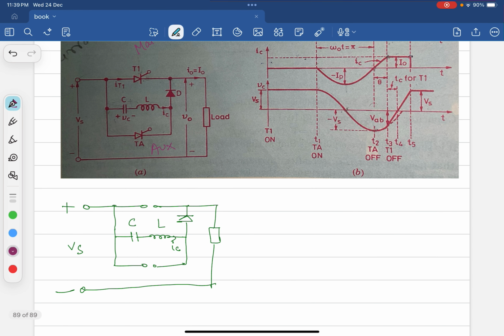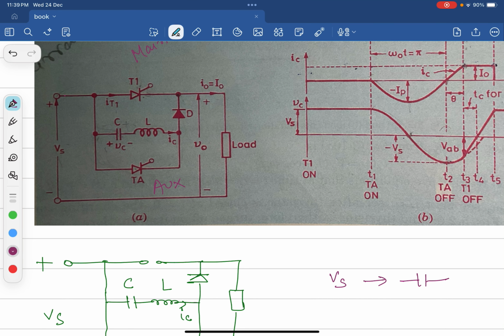So what happened before the triggering of the thyristor? The source voltage Vs has charged the capacitor. How is it charged? The current flows from this part, then it passes from here and this charges the capacitor to the source voltage Vs. Before turning on, before triggering the thyristor, it was already charged. So now what happened after that?